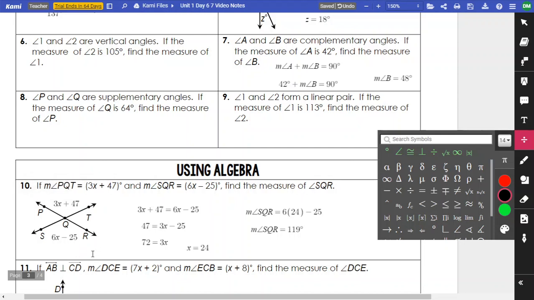So 3 times 24, that's going to be 72. And if we add 72 plus 47, that is also 119. So we've done it. We've figured it out.